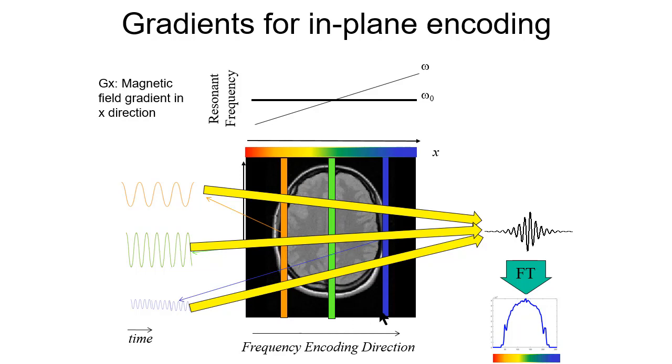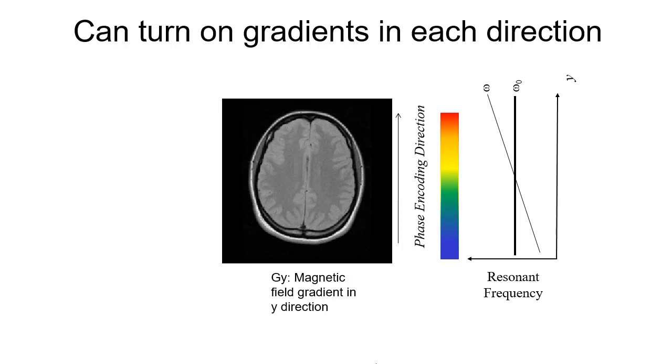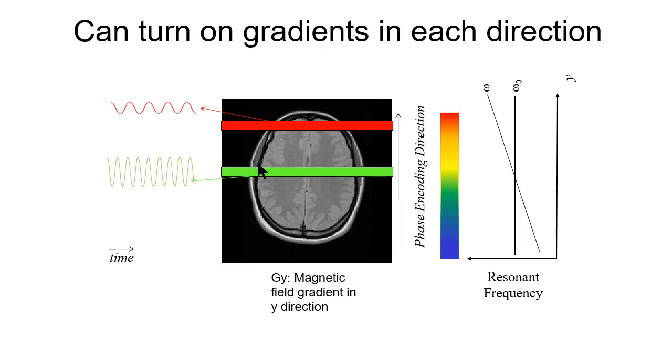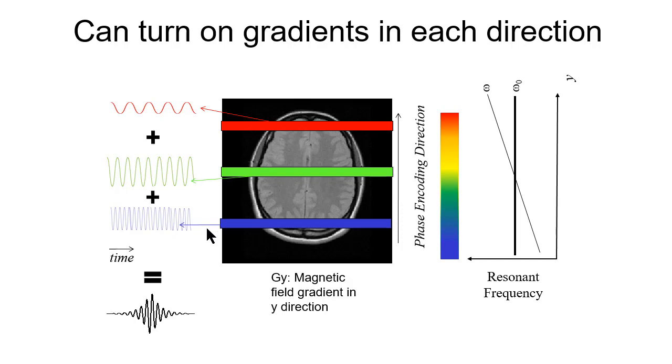onto the x-axis. We can also turn on gradients in the y direction, and this works just the same way. And now we have, let's say, the red component of our signal looks like this, and so on and so forth. Just like before, we're not detecting these individually. We detect the sum. And once again, if we Fourier transform it, that gives us the frequency content of that echo we acquired, which is now a projection of the object onto the y-axis.